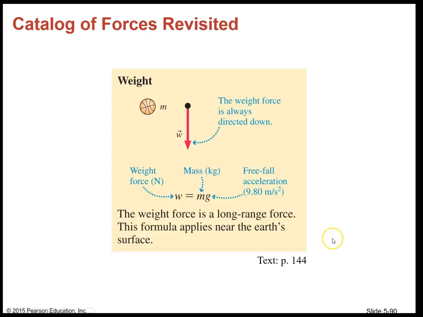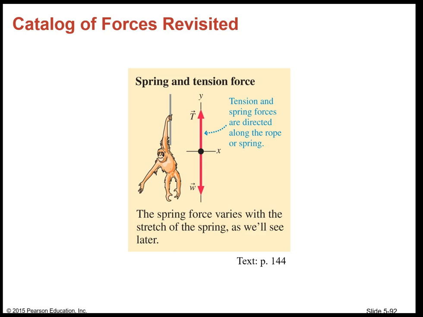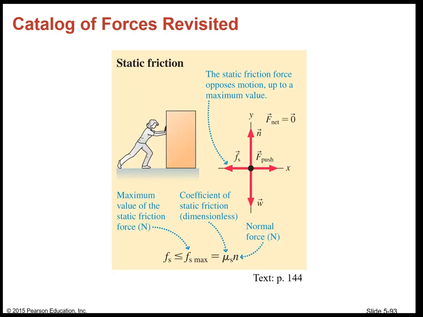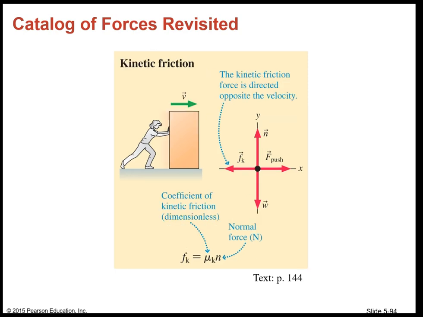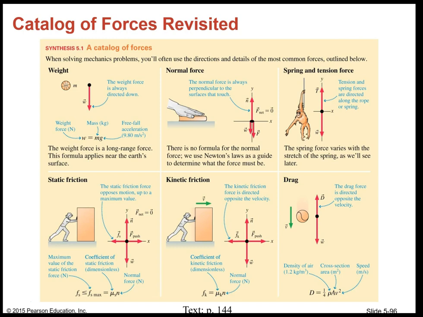Okay. So just a quick little summary. Weight is just the force down. Normal force is the force pushing up from the surface. Tension from a spring or a rope. Static friction, the friction keeping something in place. Kinetic friction, the friction that opposes the motion once it moves. Drag is that air resistance. Okay, and it just kind of puts everything together. This is in your textbook, Synthesis 5.1.